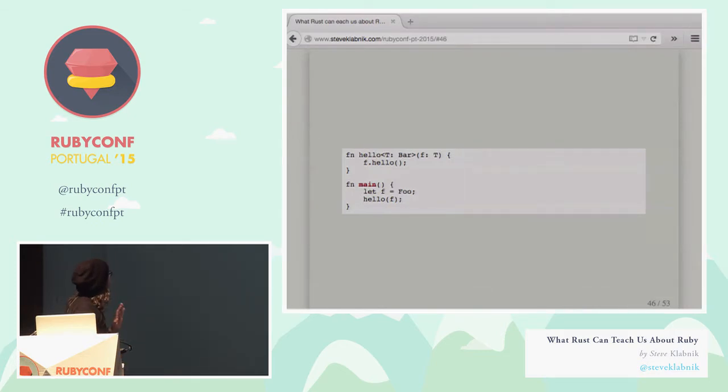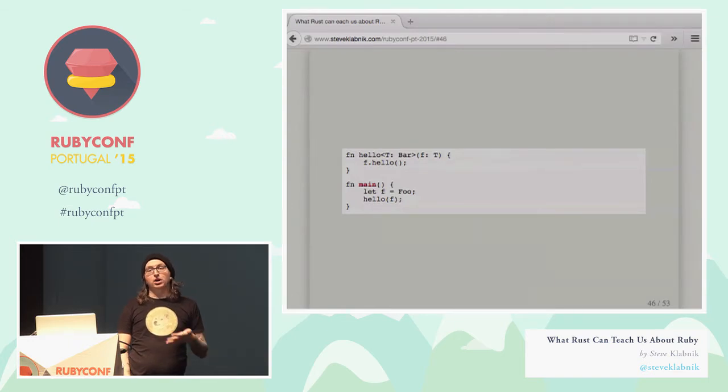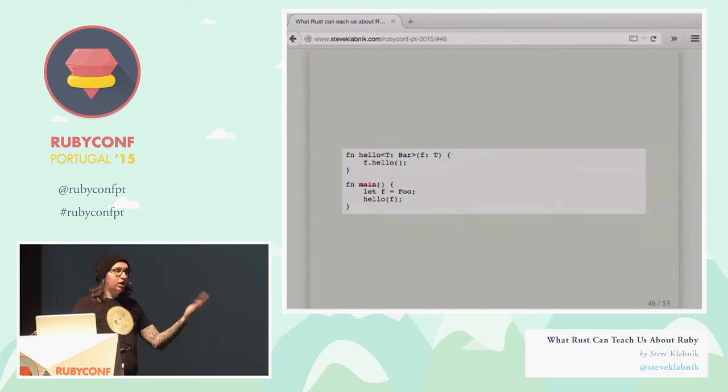So this particular annotation says hello is a function that's generic over some type T. And by the way, that type T implements that bar trait that we talked about before. And then it takes one parameter, f, that has that type T, and I call f.hello. And then in main, I do let f equals foo and hello of f. And so now this also works.